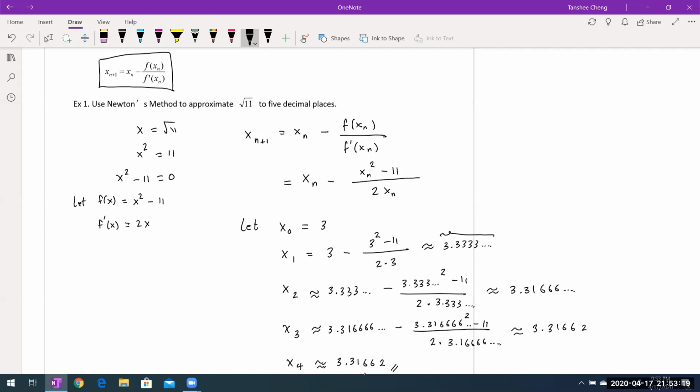So what we can do now is punch the square root of 11 into your calculator and see whether the first 5 decimal places are the same as this value or not. And that concludes this first example.